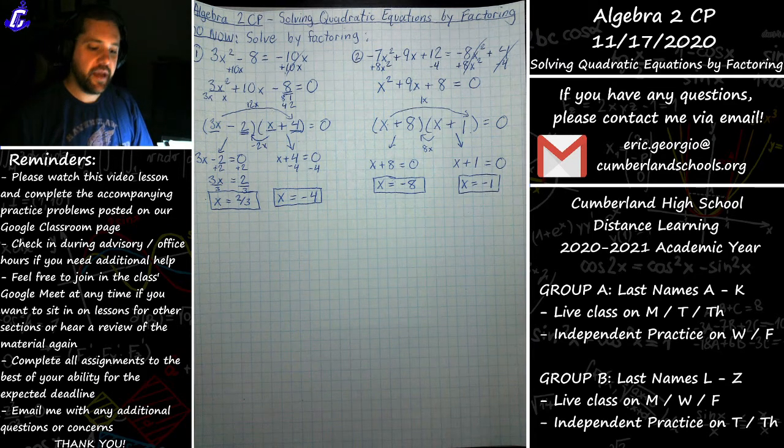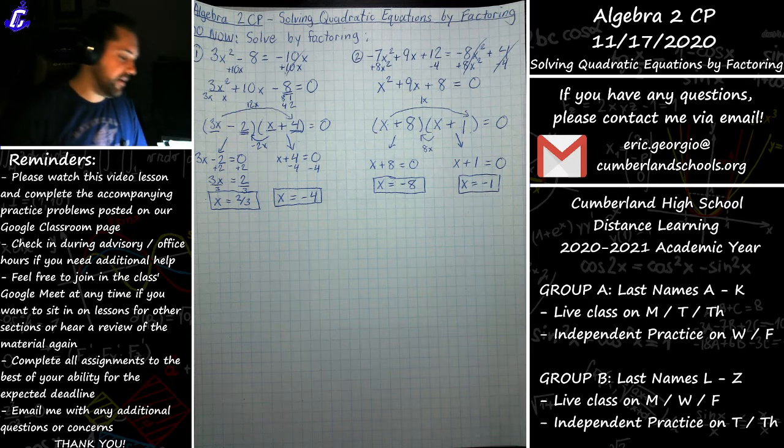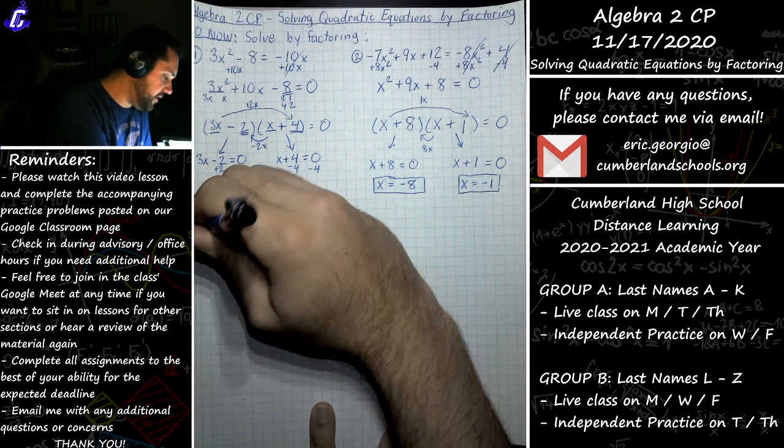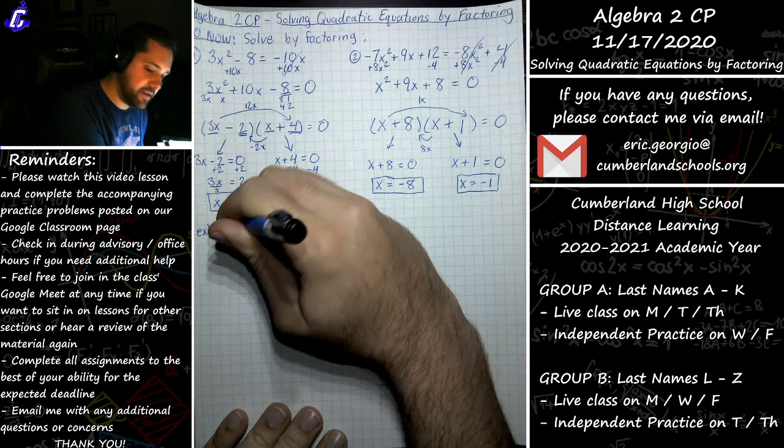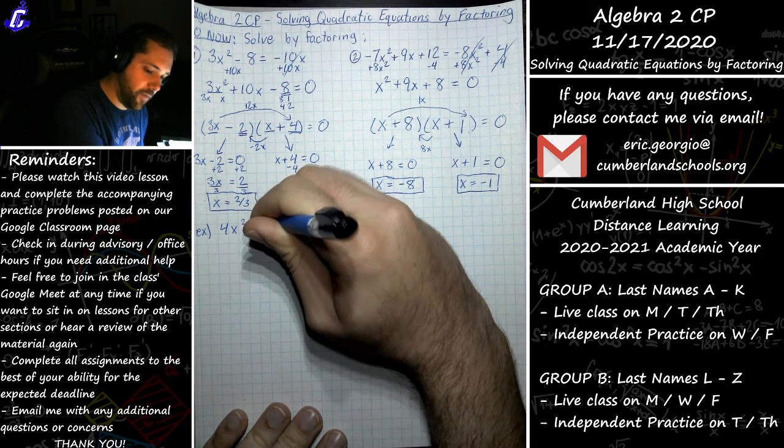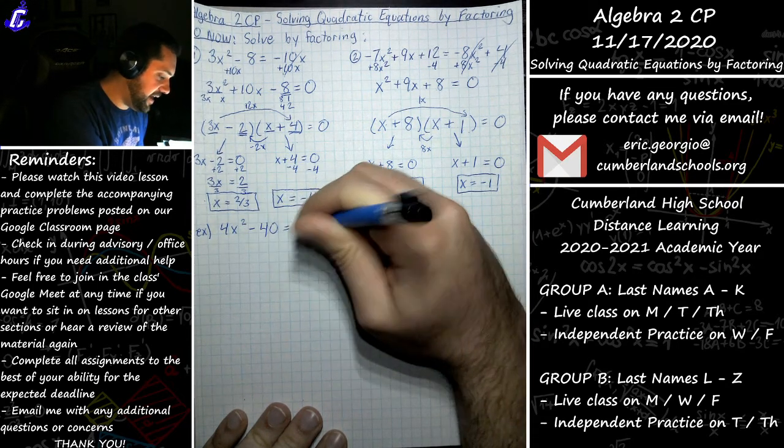This is good. Now, like I said, I want to today talk about two more cases that haven't yet come up, or two more little twists on these type of problems. The first of which is, what if you have a greatest common factor going on here? By that I mean, consider a problem like this. If I have 4x squared minus 40 is equal to 6x.